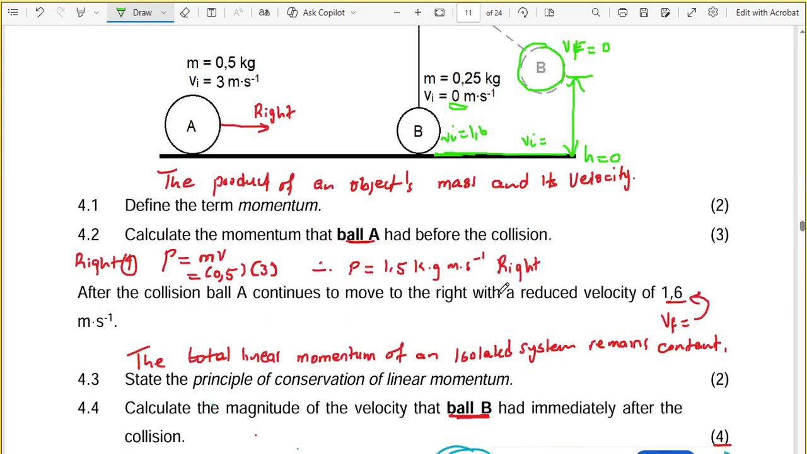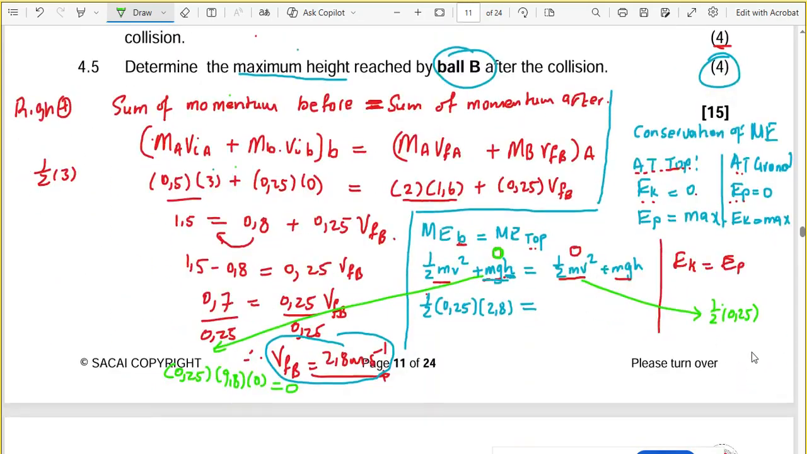So now I know that at the top it reached 0, which makes everything 0. That's why we are saying that the EK at top is 0. Now when I do the substitution, the mass is 0.25 and then 9.8, and we are looking for H, the maximum height. So can you please assist me with the calculator? What is this equal to?